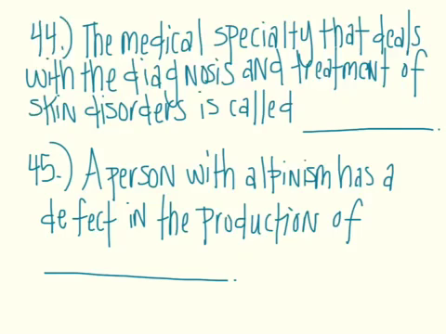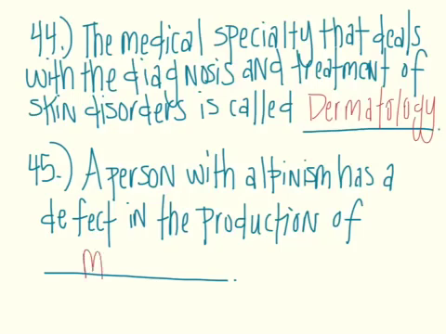Question 44 says the medical specialty that deals with the diagnosis and treatment of skin disorders is called dermatology. So dermatology is when you study the skin and try to diagnose it. Question 45 says a person with albinism has a defect in the production of melanin. So they don't produce melanin at all, which is why their skin and their hair and everything is so light in color.